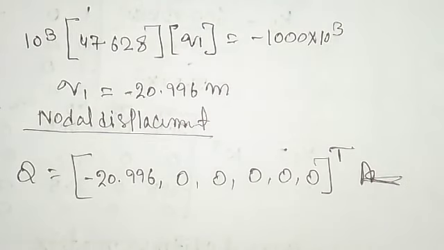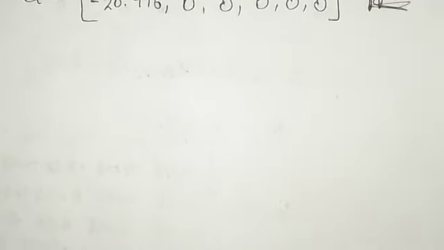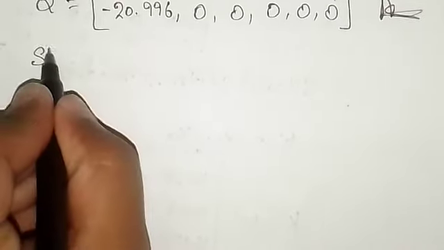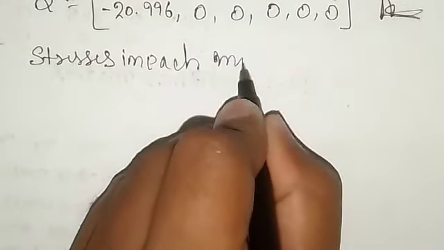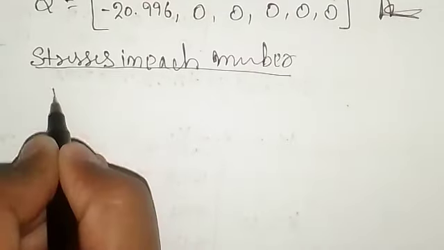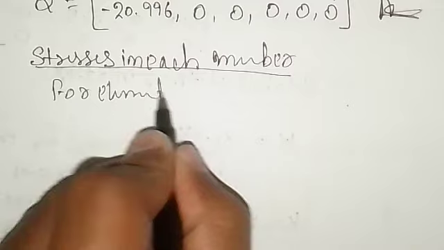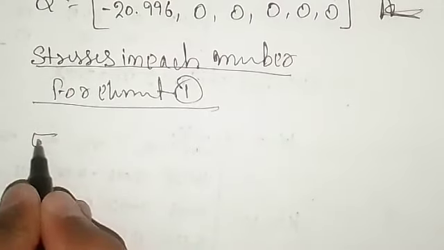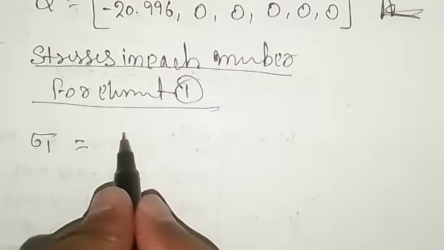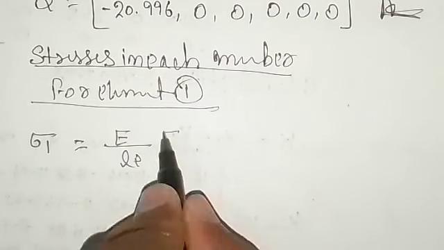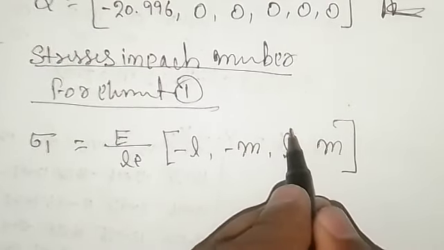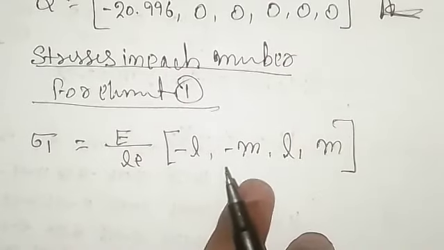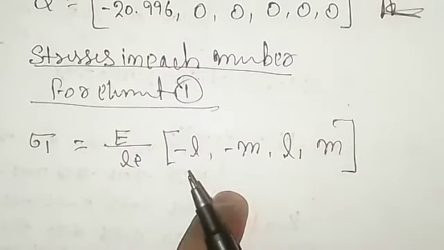So there is a formula for finding the stress in each member in a truss, right? So now here we can find the stresses in each member. For element 1 we can find first. So how? Sigma 1, the stress in a truss member, the formula is E by LE times minus L, minus M, L, M, and the nodal displacement. So element 1 is connected between which two nodes? That is 1 and 2, and the nodal displacement is Q1, Q2, Q3, Q4.